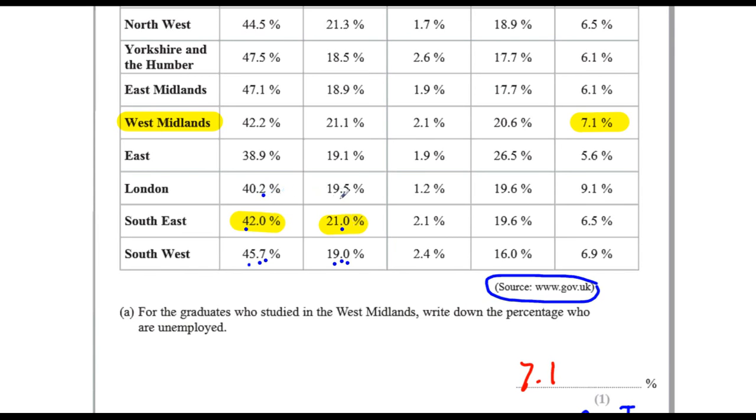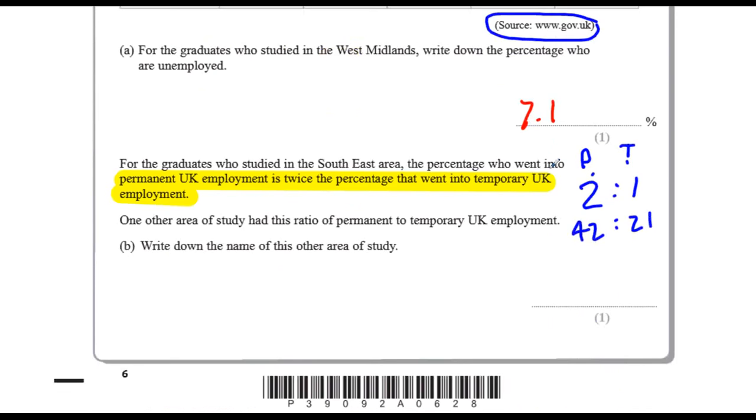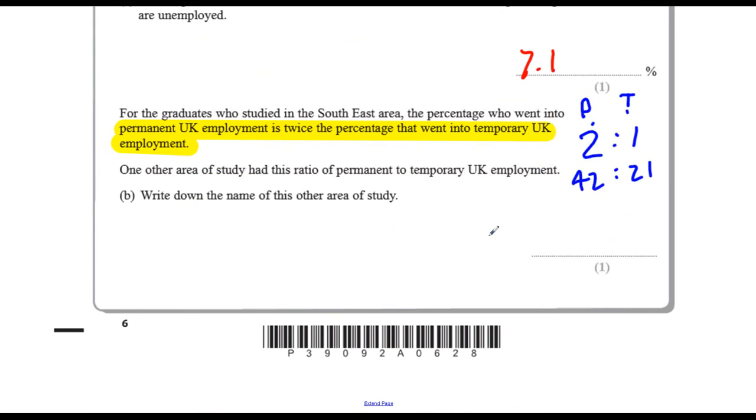40.2 halved is 20.1, so nope. 38.9 halved is not 19.1. 42.2 halved, I think, is 21.1. And you can always check that on your calculator by doing 42.2, half it, divide it by 2, and you get 21.1. So we know the answer there is the West Midlands. That gets you an extra mark. Okay, nice and easy reading off tables there.